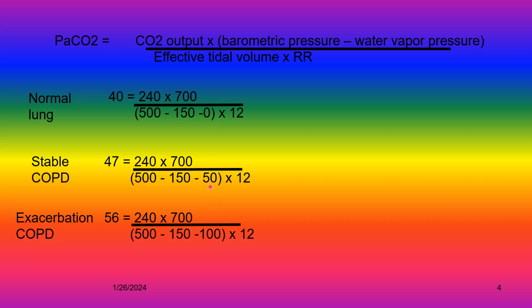Say here I put it from 50 to 100. So the effective tidal volume will decrease. So this is the tidal volume, this is anatomical, and this is the alveolar dead space. So the effective tidal volume in this case will be 250 ml. So that's why the partial pressure of carbon dioxide increased from 47 to 56.